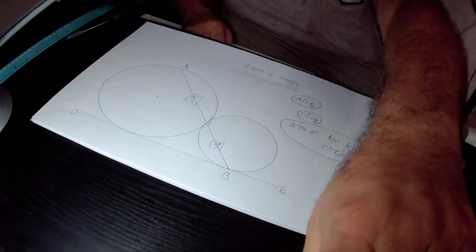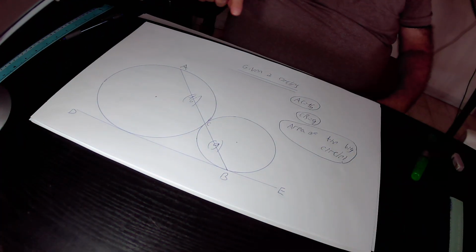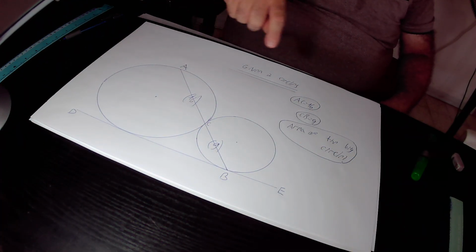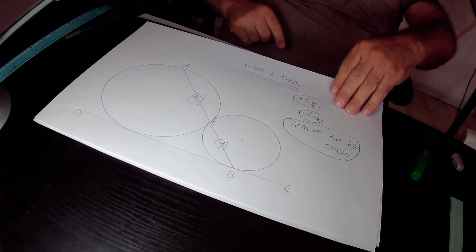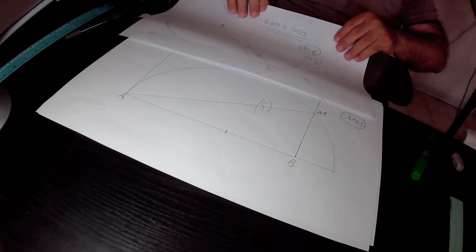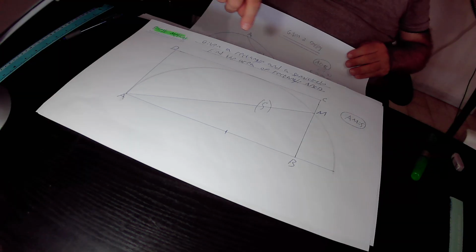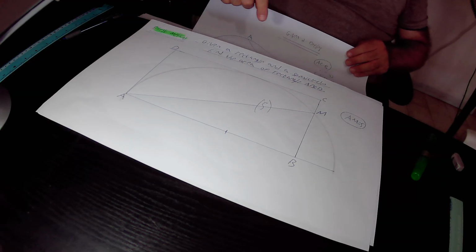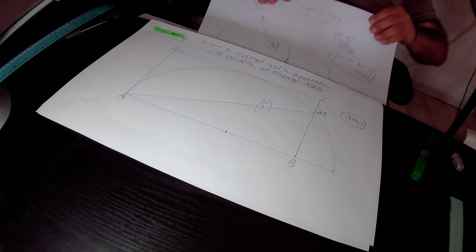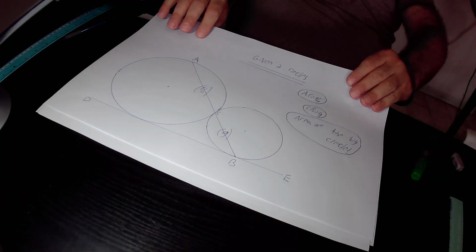Hello, in this lecture we'll answer two questions. In the first question we find out the area of this big circle, and in the second question we find out the area of this rectangle ABCD using two different methods. So we start with the first question.